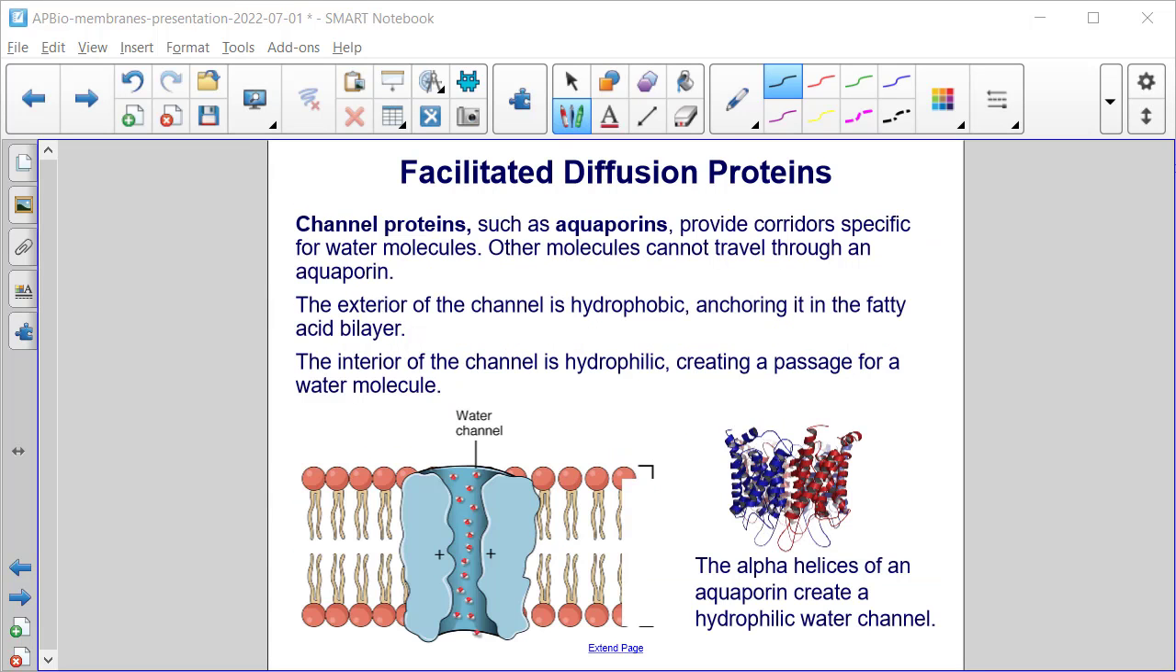Facilitated diffusion proteins. Channel proteins, such as aquaporins, provide corridors specific for water molecules. Other molecules cannot travel through an aquaporin. The exterior of the channel is hydrophobic, which anchors it in the fatty acid bilayer. The interior of the channel is hydrophilic, creating a passage for a water molecule. The alpha helices of an aquaporin are what create the hydrophilic water channel.